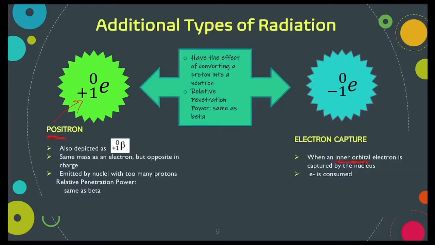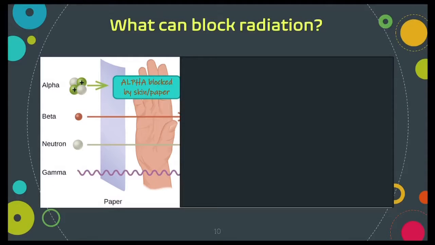So when there's an excess of protons in the nucleus, these are two types of nuclear reactions that are likely to occur. Either a positron will be emitted or there will be an electron capture. And because they both have no mass, they have the same penetration power as a beta particle. So let's actually look at what I mean by penetration power.